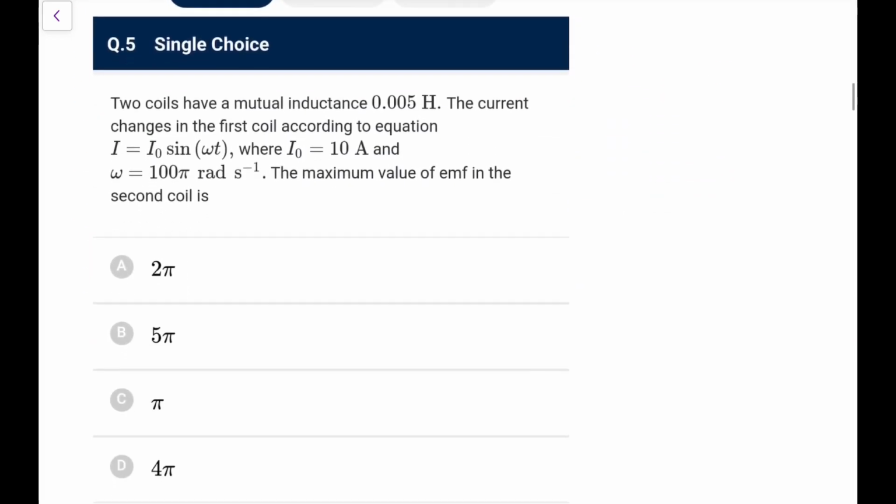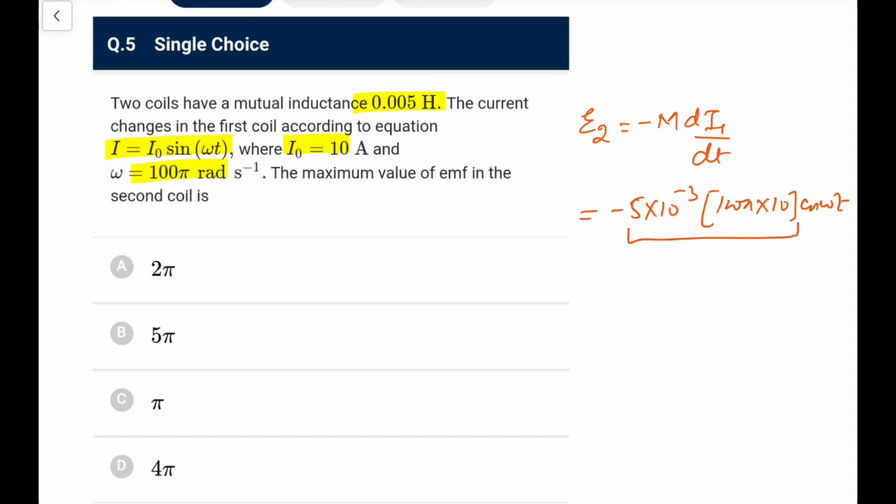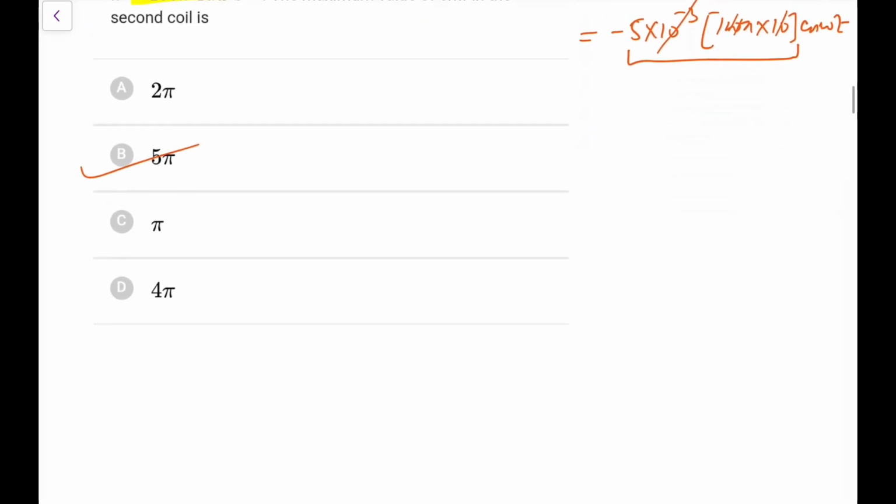Next one, two coils have a mutual inductance of 5 millihenry. I can write current changes in the first coil according to this equation. Maximum value of EMF in the second coil: I can write E2 is minus M dI1 by dt. What is M? It is 5 into 10 to the power minus 3, dI1 by dt. I should do this with omega I naught, so 100 pi into I naught, which is 10, and sine becomes cos. So the peak value will be this. What is this value? It is 5 pi, so go for option B directly.